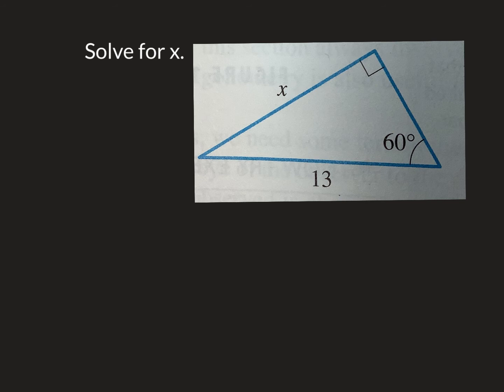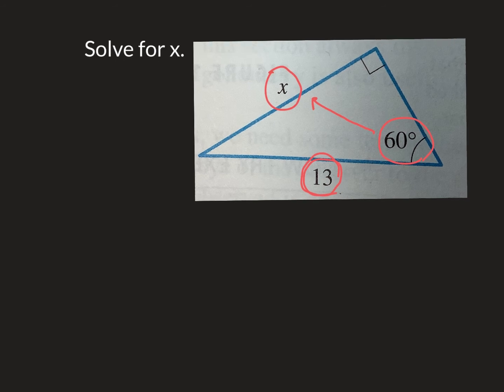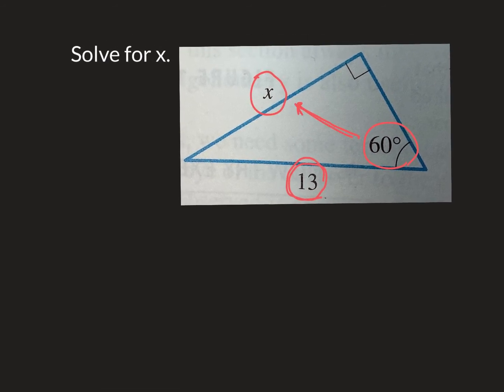So what they're going to do is they're going to give you an angle, and they're going to give you an x, and have you just find out what that x is. All right. So that x right there is opposite of my angle. And the 13 down here, because it's opposite the right angle, that's hypotenuse. Okay, I have opposite and hypotenuse. So that's sine. So I'm going to do sine 60 degrees equals opposite over hypotenuse.